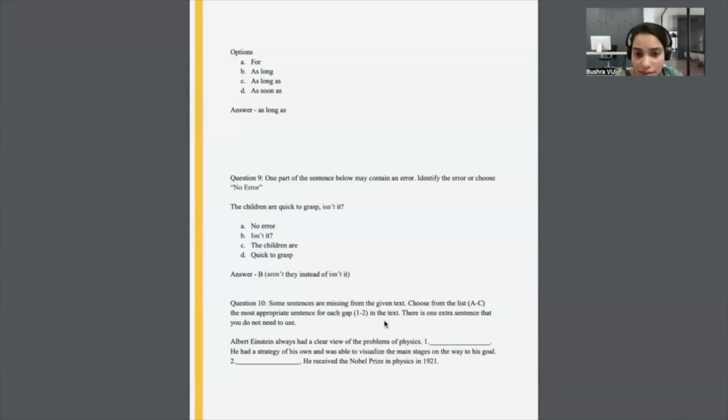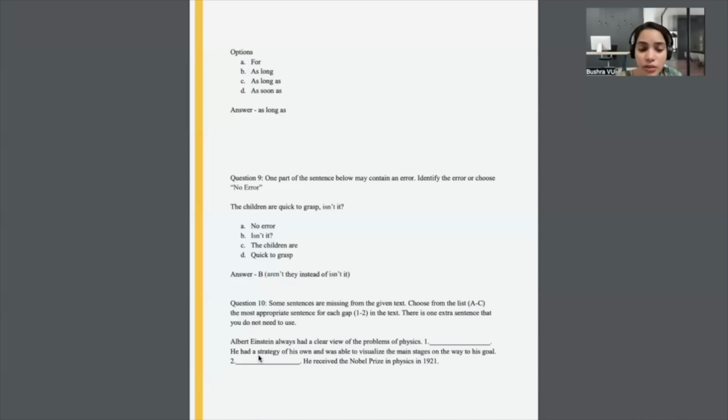Some sentences are missing from the given text. Choose from the list A to C the most appropriate sentence for each gap in the text. There is one extra sentence that you do not need to use. So they're telling that you have to use 2 sentences according to what suits the best. But they have given you 3 options. So one option you should not use. This is what the question number 10 says.